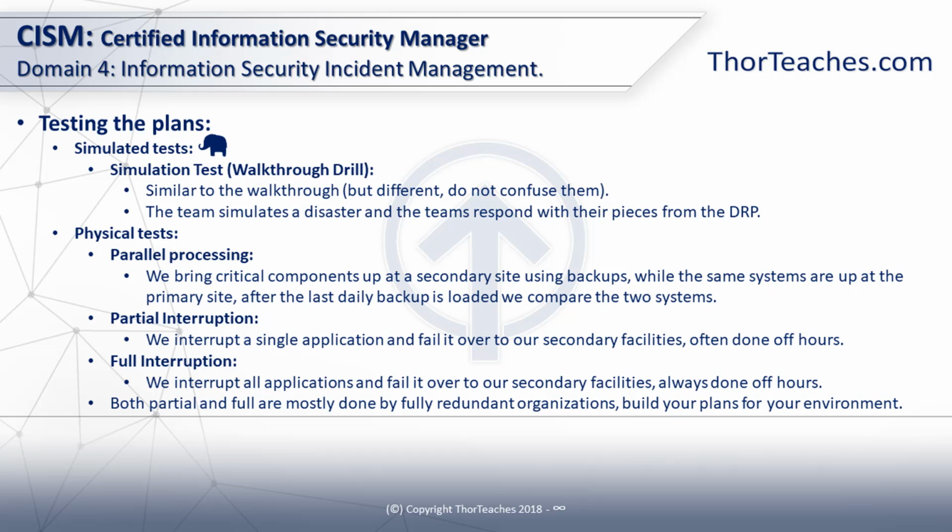We might have found some errors, but we know what to fix before the next time. And then we fail the traffic back to our regular production systems at the primary site. And both the partial and the full interruption obviously assume we have that fully redundant system that we can fail traffic over to. If we don't, they don't really make a lot of sense.